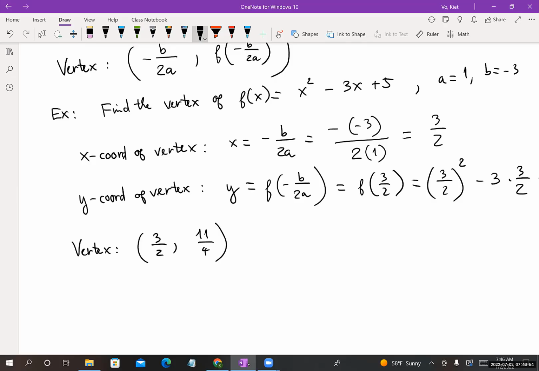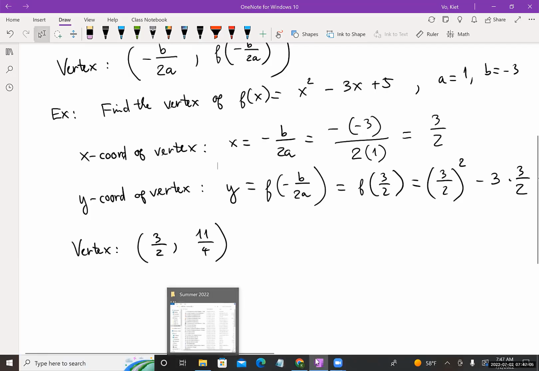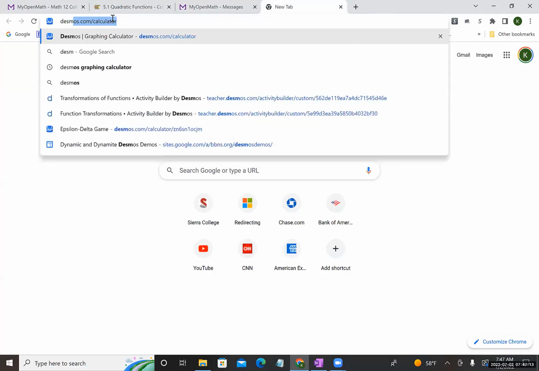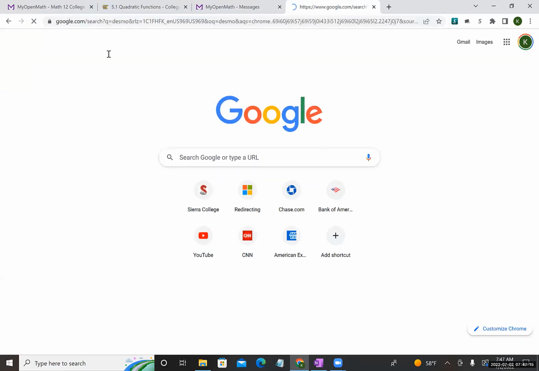Okay, so let's quickly verify this by graphing. We certainly can graph this by hand, which we're going to do soon in this section, but here I do want to just use decimals to quickly sketch this.